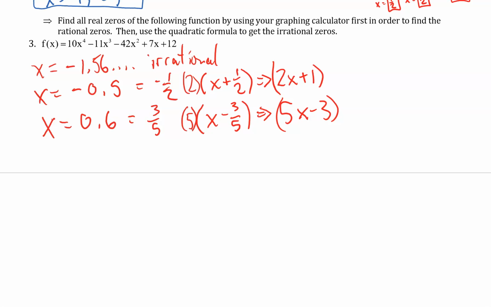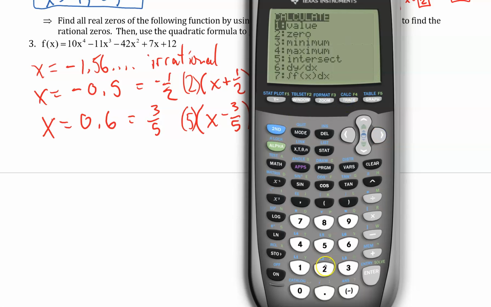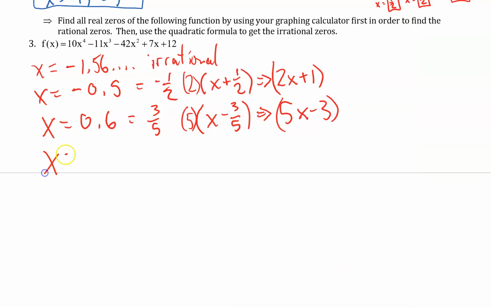We'll keep moving forward. Now we'll take a look at that last 0. So I'll go back into my calc function. I'll choose 0. I'll move my cursor over so it's slightly to the left of where it crosses the x-axis. Hit enter, move it to the right, hit enter, and tell it to guess. And my next 0 is at x equals 2.56 and a whole bunch of other stuff, which is also irrational.